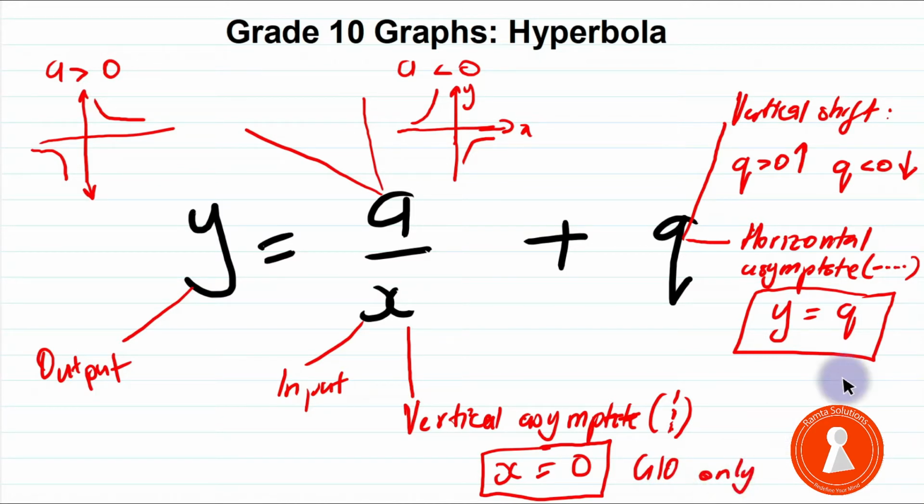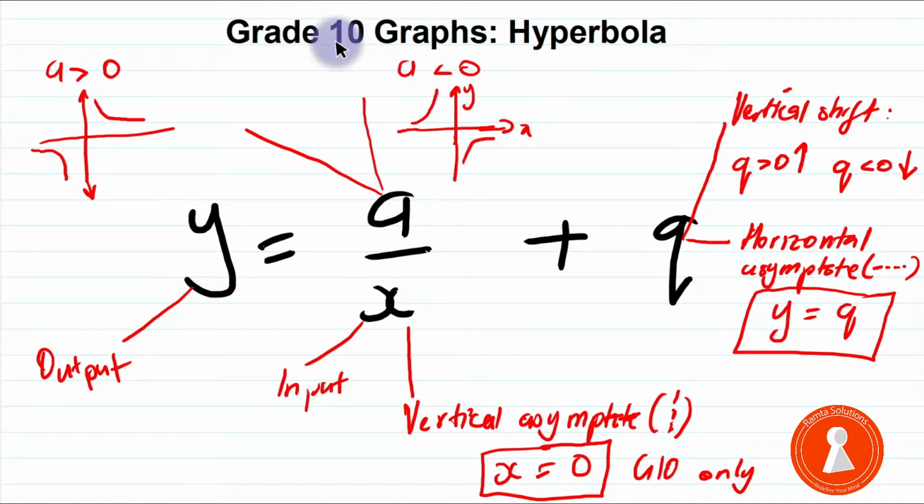In grade 11 and 12, your graph will be shifting horizontally. But now that you are in grade 10, your graph doesn't shift horizontally. What does it do? It only shifts vertically. Okay, all right, now let's get into it.